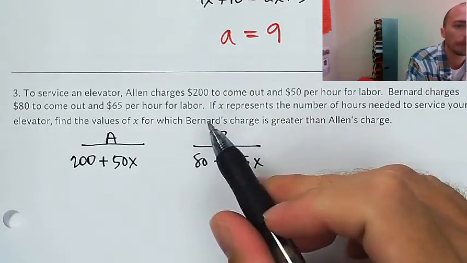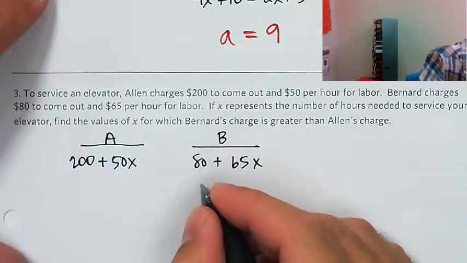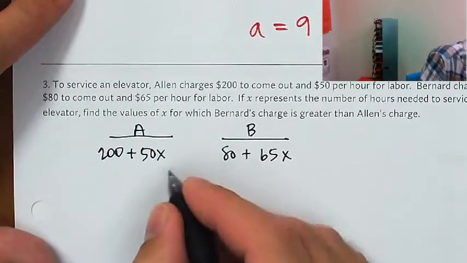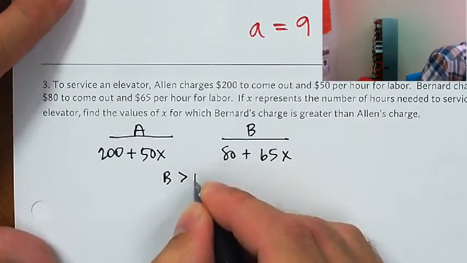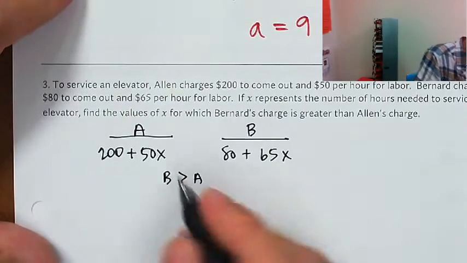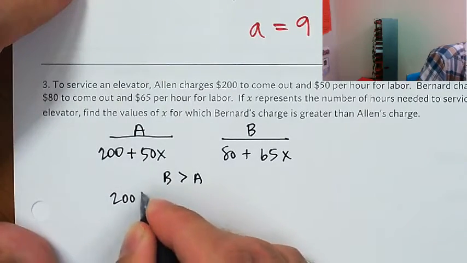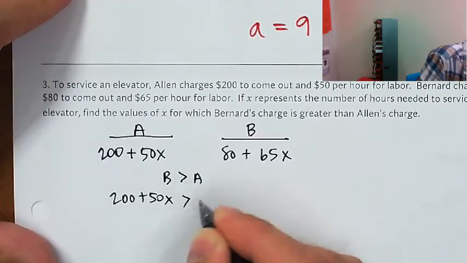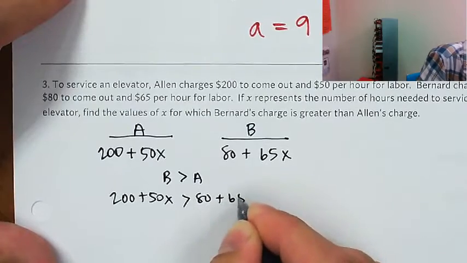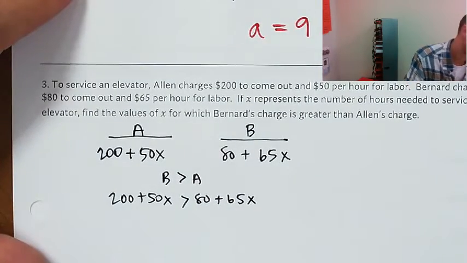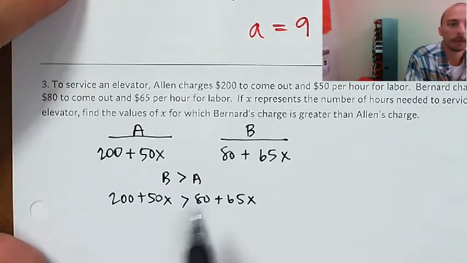Okay. And we want to know, where is Bernard greater than Alan? So I'm going to just set up an inequality. Okay, Bernard is greater than Alan. And I'm going to plug in over here. 200 plus 50x is greater than 80 plus 65x. Now I'm going to just solve this inequality.